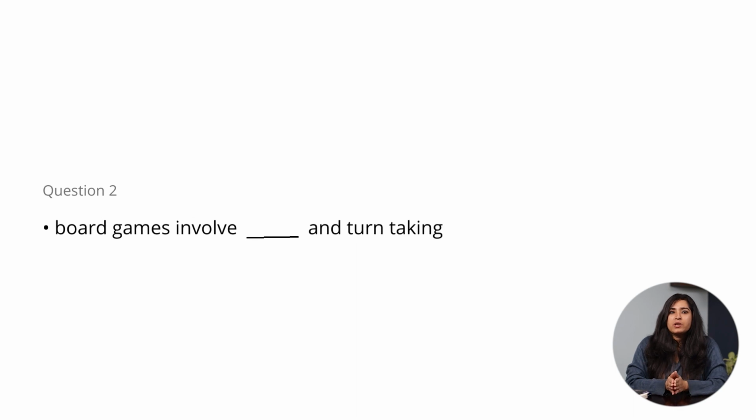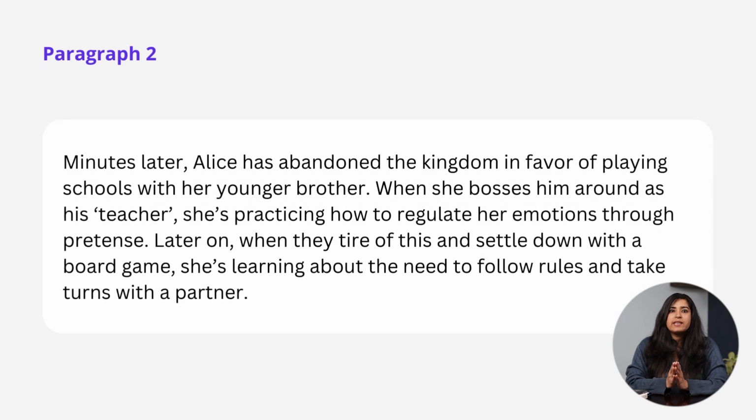On to question number 2. Looking out for the keywords board game and turn taking. Skimming through paragraph 2, we can see that these keywords are in the last sentence. Later on, when they tire of this and settle down with the board game, she's learning about the need to follow rules and take turns with a partner. The answer here is rules, but it doesn't come out like this exactly, which means it has been paraphrased.